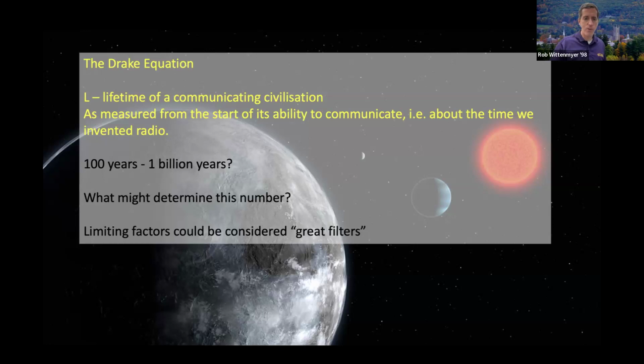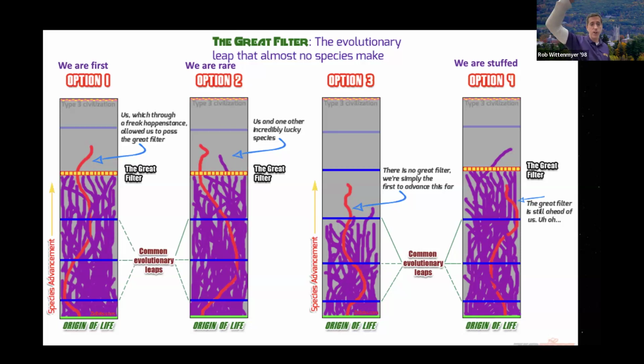What's a great filter? I have to go really fast now, but we can do this. Great filter is this concept. It's a hypothesis that either, you know, there's some really difficult step, which is why we don't see any other aliens. We are first, right? You can imagine where this red line here, we're first. Option two, we are rare. And maybe the other species that's passed some great filter is too far away to be seen. I don't know, the galaxy. Option three, of course, is there is no great filter. The whole thing is just not a correct hypothesis. Or number four, we're stuffed, meaning, you know, there's a great filter and it's ahead of us, and that is going to spell our doom.